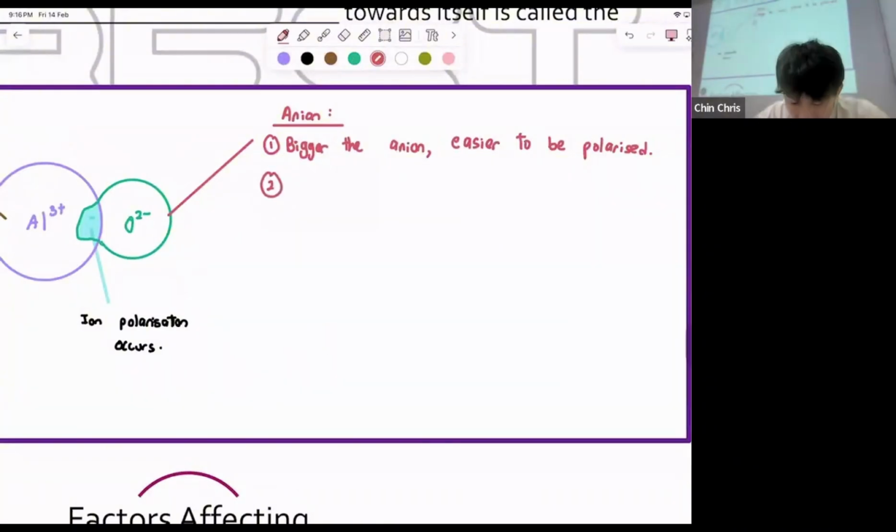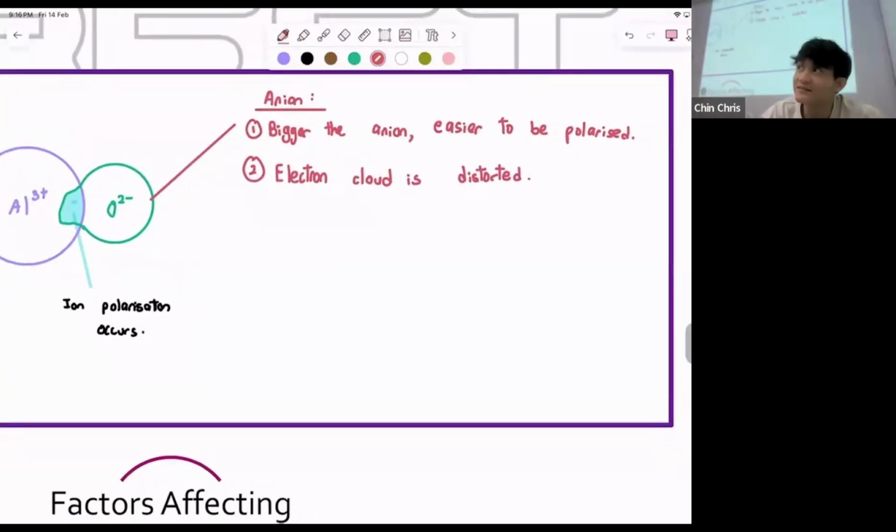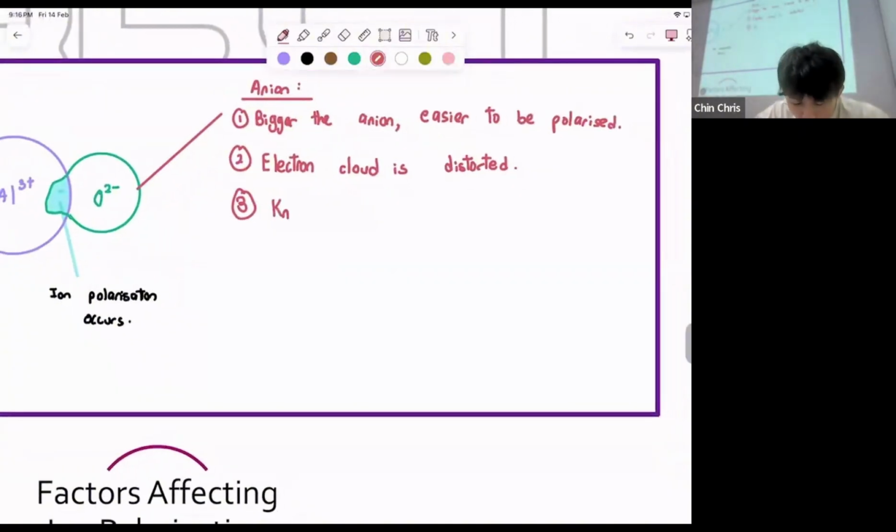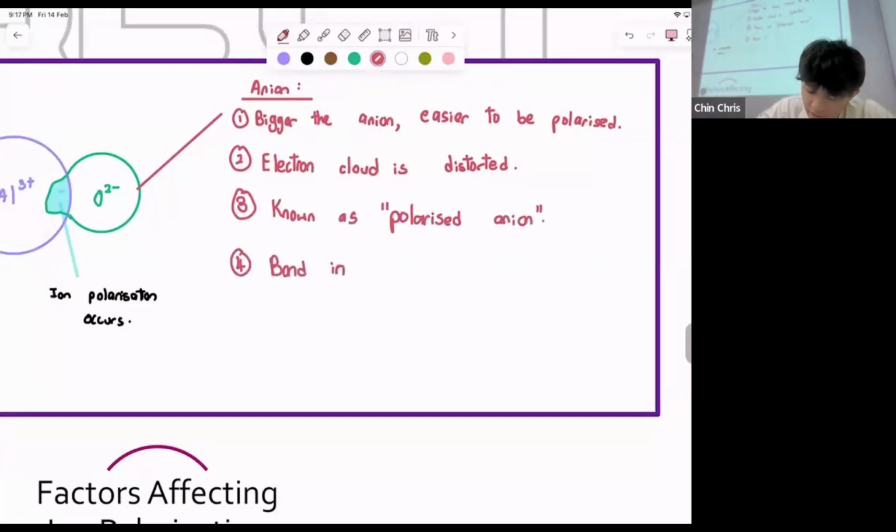Which means the electron cloud is distorted. This is also known as a polarized anion. So guys, when an anion is being polarized, the bond in the anion is weakened. That's it.